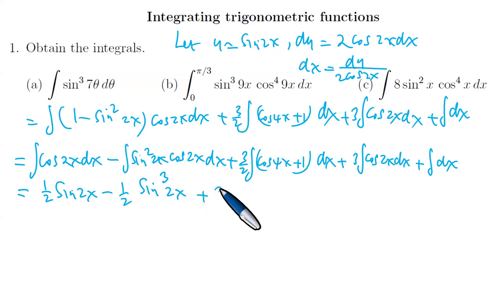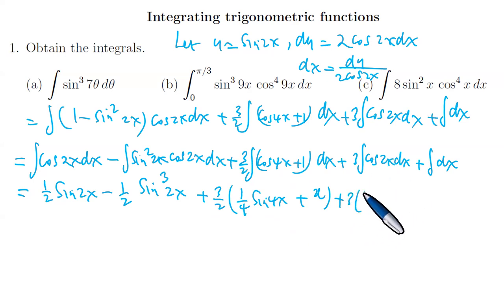And then now there is a 3 over 2. What is the integral of cosine 4x? The integral of cosine 4x becomes 1 over 4 the sine of 4x, and then the integral of the 1 with respect to x is just x. Plus 3, the integral of the cosine 2x becomes 1 half the sine of 2x, plus x, plus c.